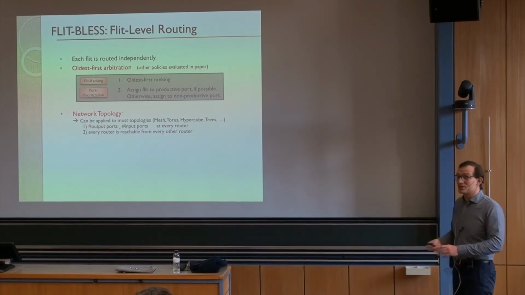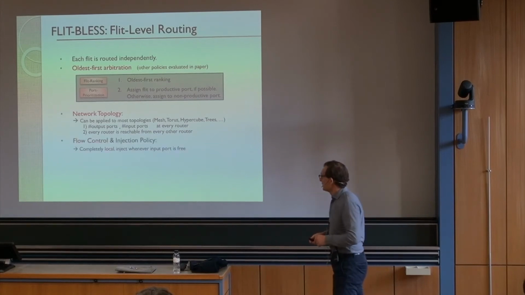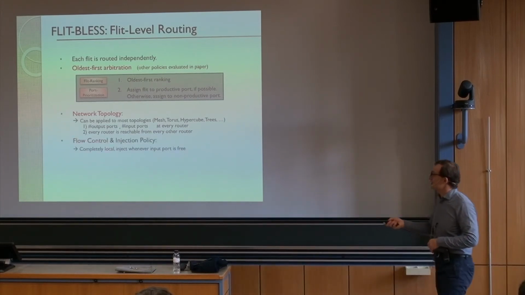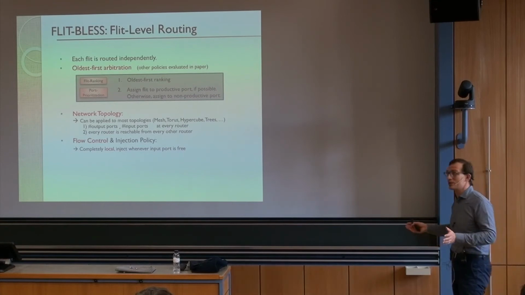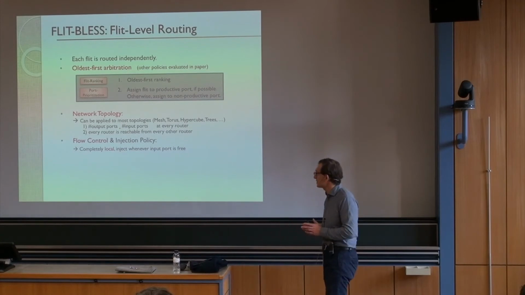And every router should be reachable from every other router, of course, because you're misrouting things right now. Flow control and injection policy. This is completely local now. For flow control, there is no need for signaling an upstream router that you have buffers, because there are no buffers.